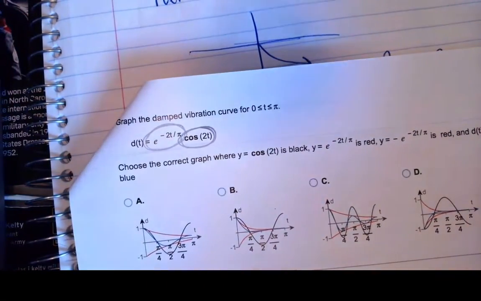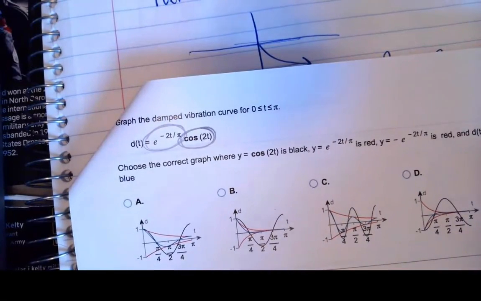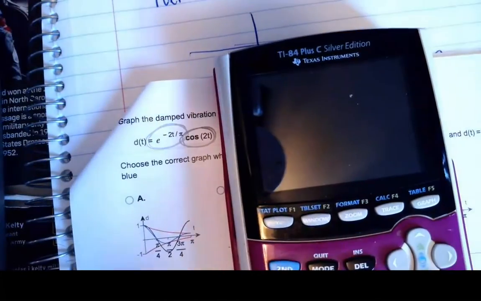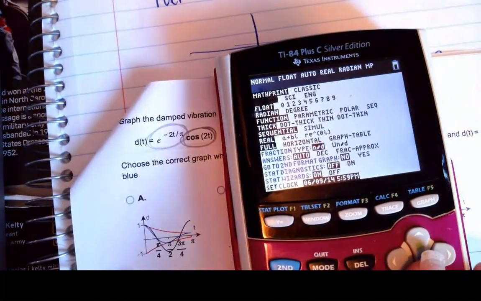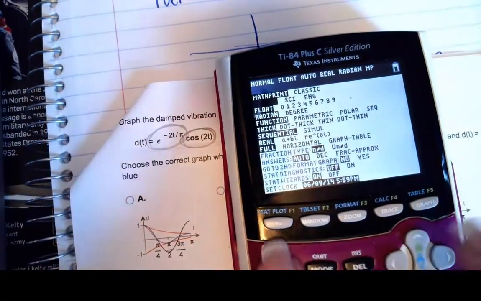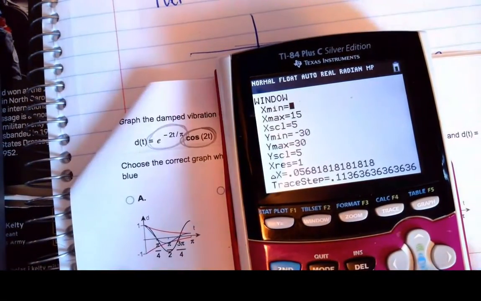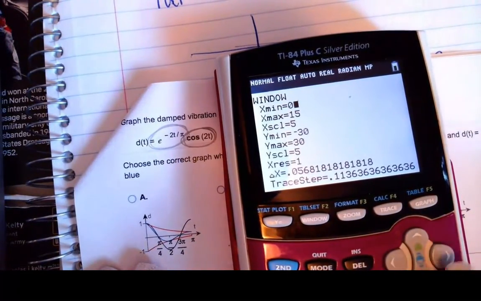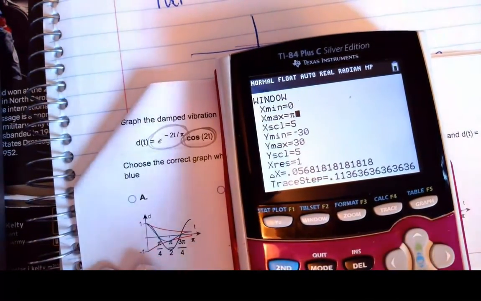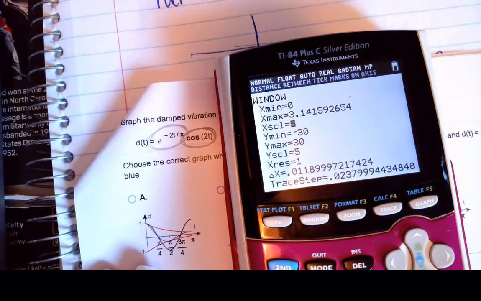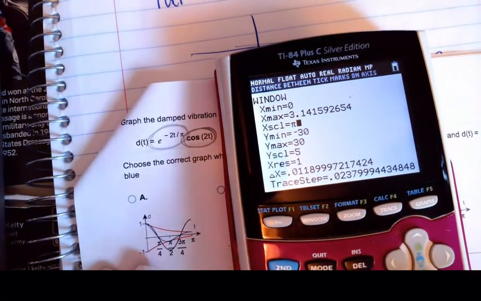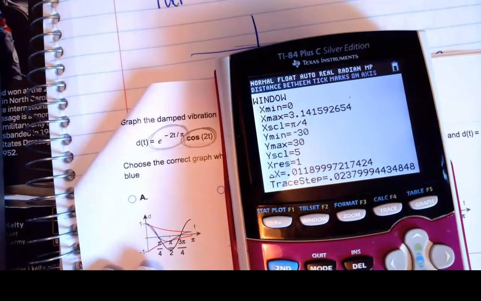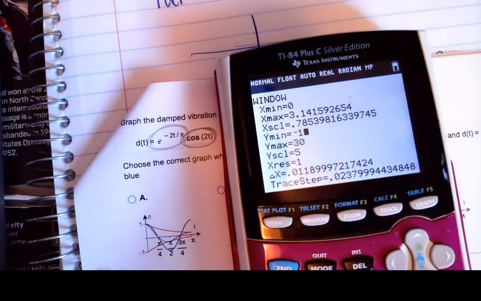So this entire semester, essentially, you've been in degrees. You need to get your calculator back in radians first. So hit mode. I'm already in radians. And then let's go to the window, and we'll fix our window. So my x min is going to be 0. My x max is going to be pi. Okay, and I want my scale to be in increments of pi over 4. I want my y min to be -1, my y max to be 1, and my scale to be 1.